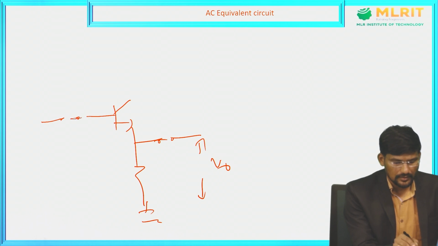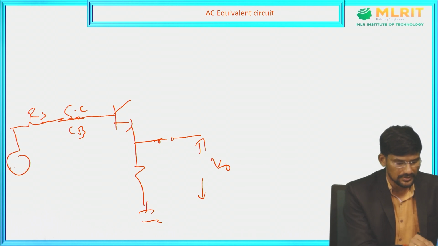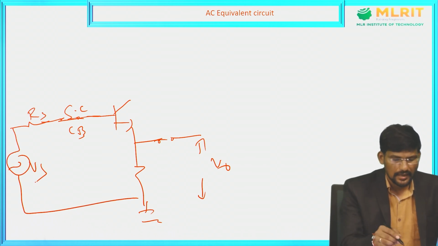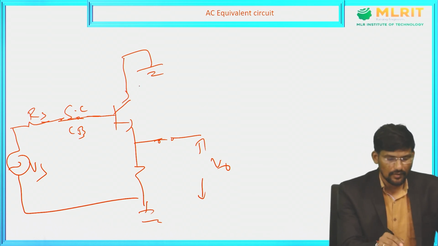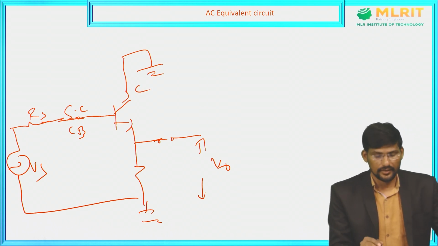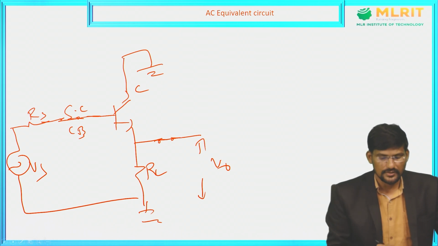The coupling capacitor CB is also short circuited, and we have RS, the source resistance, along with the source voltage Vs, and VCC is grounded. This is called the AC equivalent circuit. Now the collector is directly grounded here, and we are taking the output across RL.